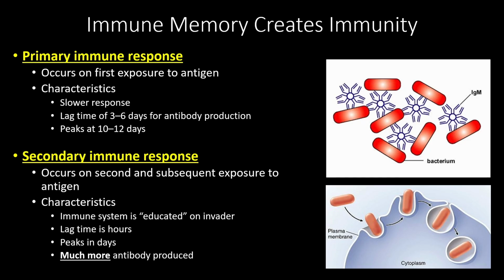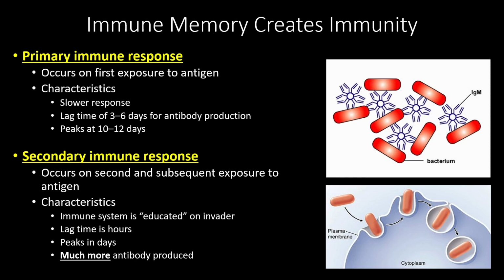Usually this is like 3 to 6 days for the first antibodies to start to be produced, and it really peaks after 10 to 12 days, although there's a lot of variation. Now remember, our innate immune system is active right away. As soon as we encounter this pathogen, it starts to act. But to activate this adaptive immune response, it can take much longer.